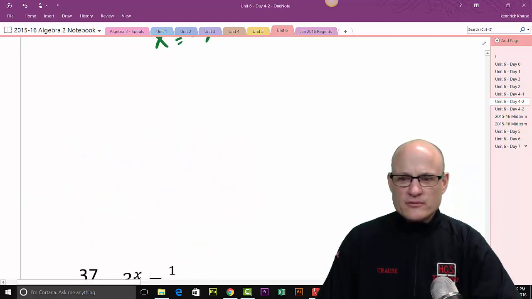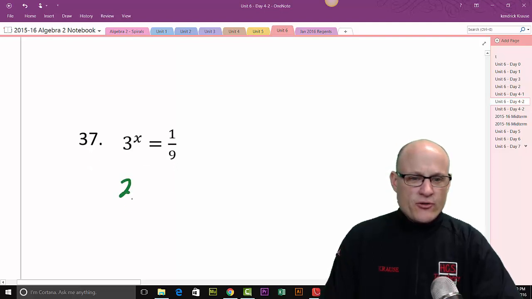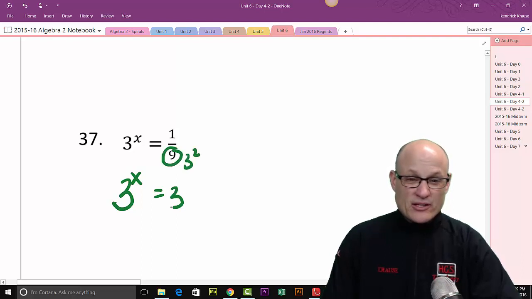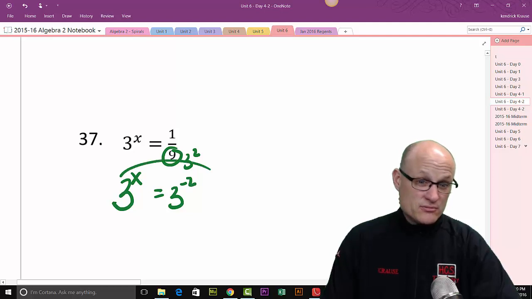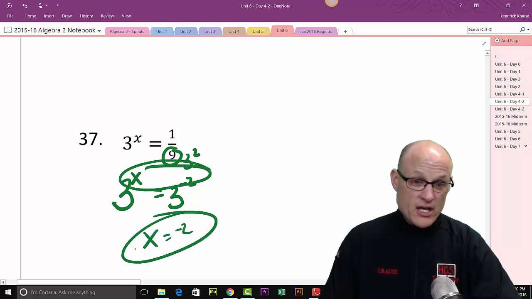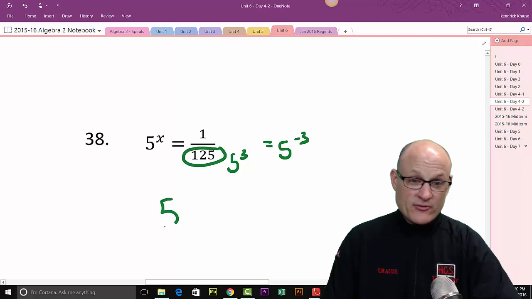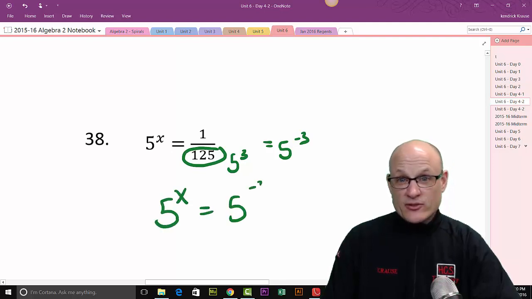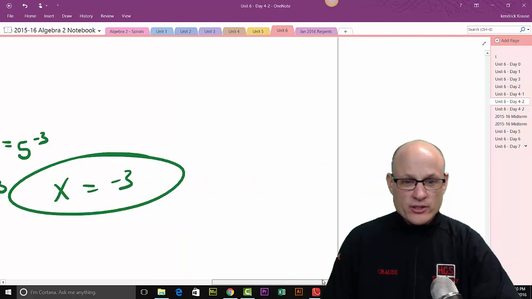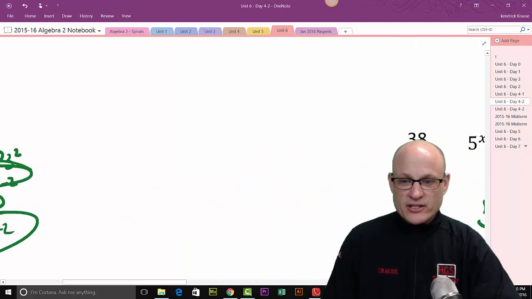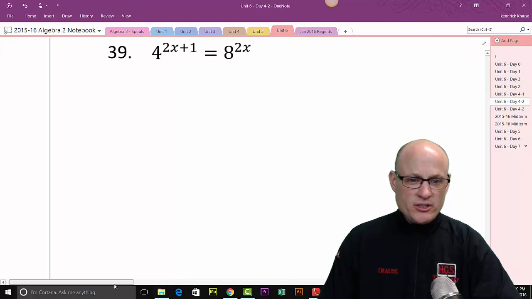We got 3 left, 4 left. So this is 3 to the x is equal to, now isn't this really 3 squared? But it's in the bottom, so it's really 3 to the negative 2. Set the exponents equal to each other. I get x equals negative 2. Ka-ching. This is really 5 cubed. But since it's in the denominator, this is really equal to 5 to the negative 3. So what I have here is 5 to the x is equal to 5 to the negative 3. And therefore, x is equal to negative 3. So there it is. 2 left, kids. And then I'm done. Woo!